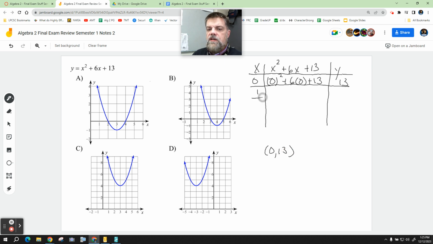Let's plug in a 1. When I plug in a 1, I get 1 squared plus 6 times 1 plus 13. Well, 6 times 1 is 6. 1 squared is 1. 1 plus 6 plus 13 is 20, right? So these numbers are way too big. They don't fit on my graph.